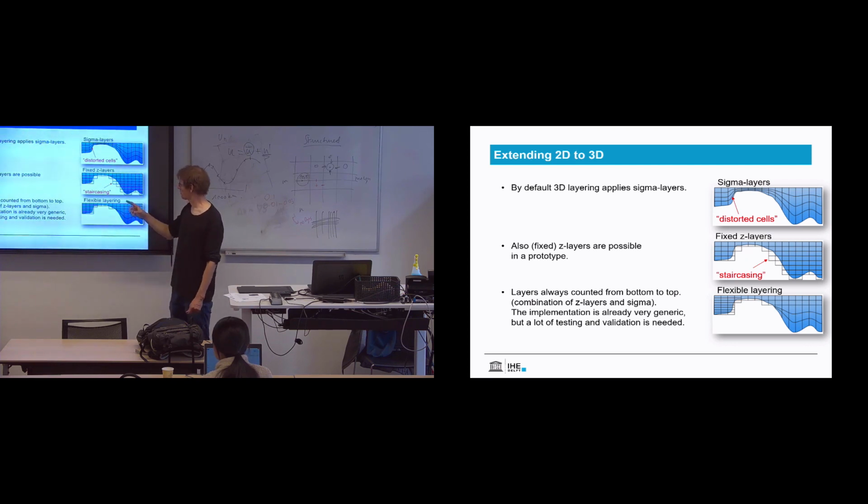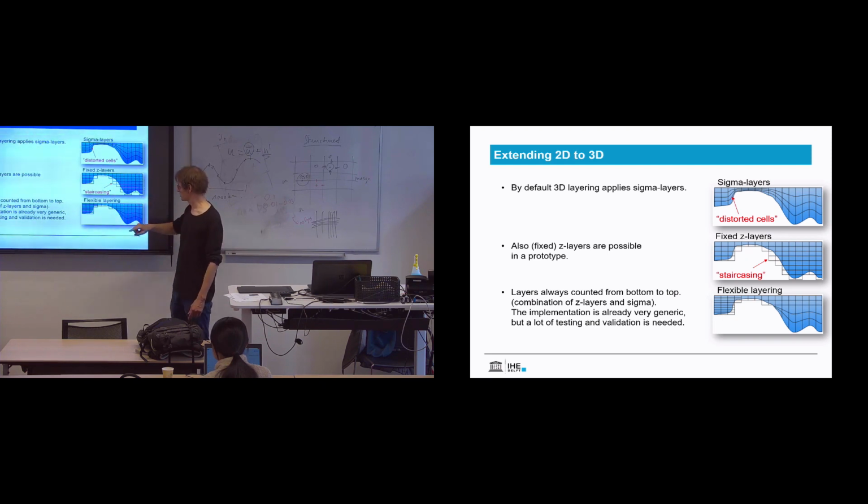Then somebody came up with the idea of doing this with the so-called Z layers, where you fix the thickness of your layers, basically. And you just fill up the water column until you're at the bottom. Yeah? So some parts can have 1 or 2 cells, and others can have 50. That's just the way it is.